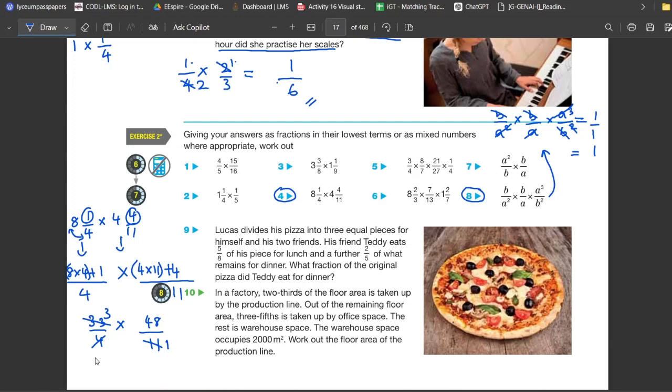If we take 2, we get 2, 4, 1, 12. Okay, then we can get the answer by multiplying the numerator values. 3 times 12 is 36 over 1. So this is simply 36.